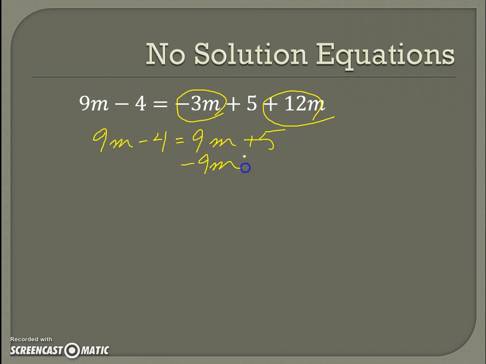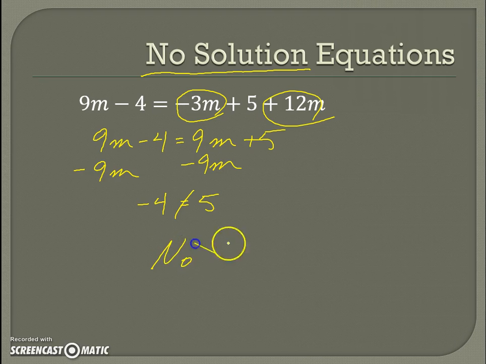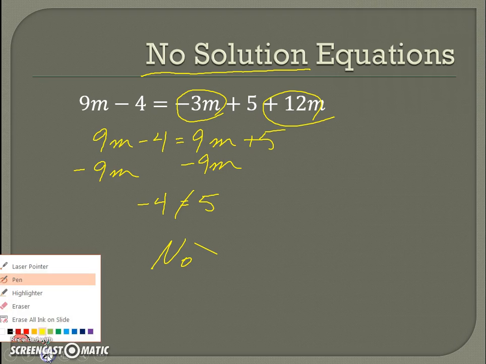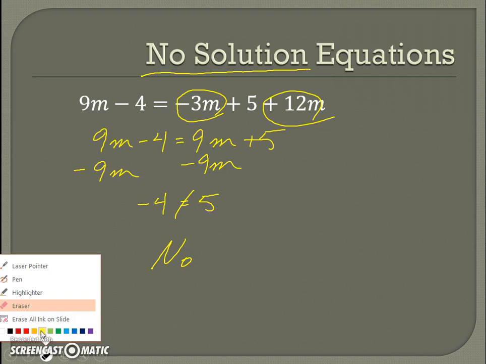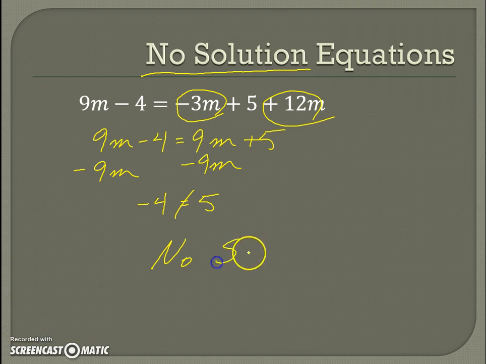We'll subtract 9m from both sides. And you end up getting negative 4 equals 5. And that is not a true statement. So anytime that happens, that means that there is no solution. And you just write as your solution, no solution. And that's the answer right here.